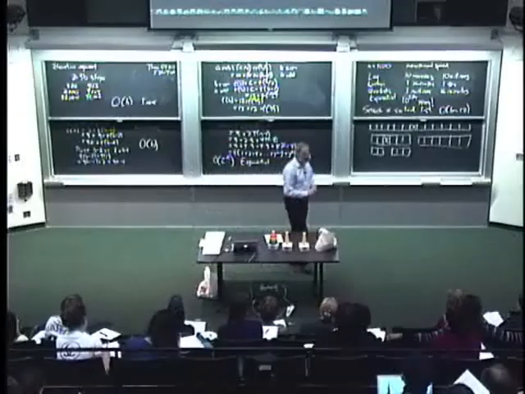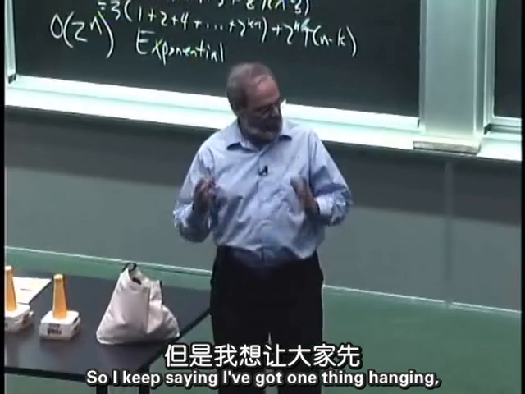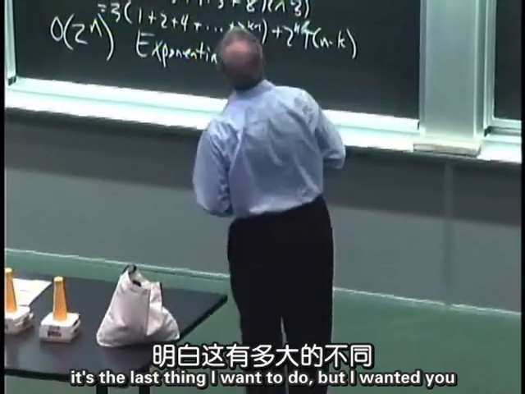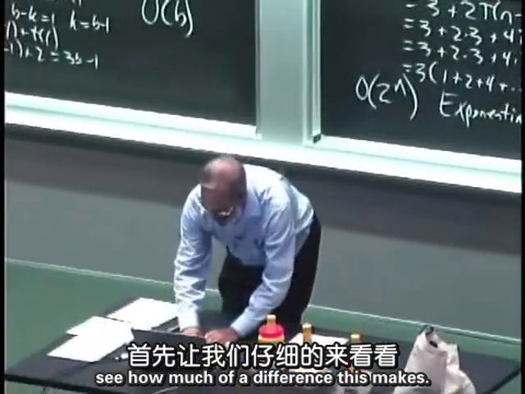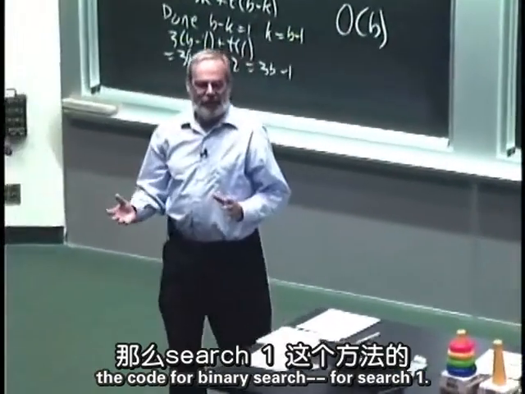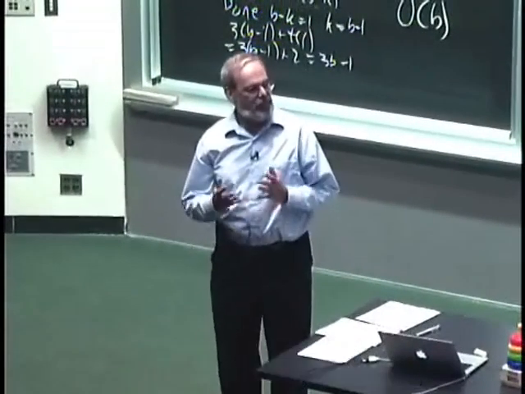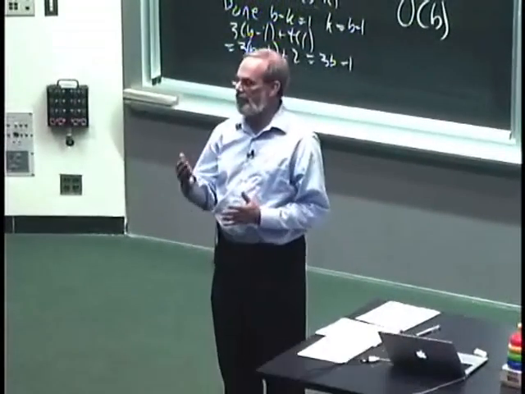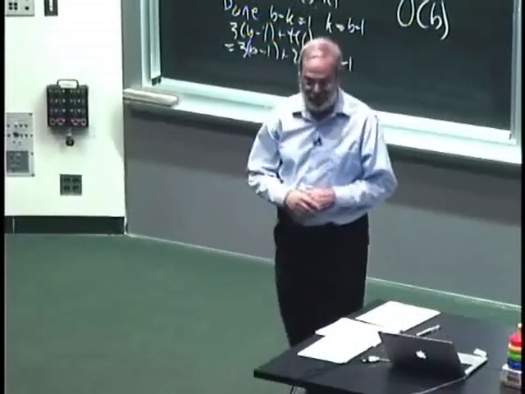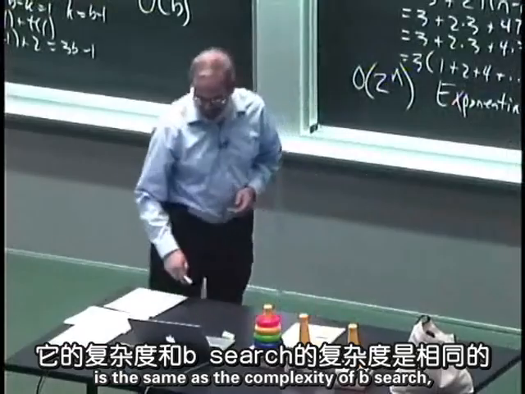So I keep saying I've got one thing hanging. It's the last thing I want to do. But I wanted you to see how much of a difference this makes. Let's look a little more carefully at the code for binary search, or for search 1. What's the complexity of search 1? Well, you might say it's constant, right? It's only got two things to do, except what it really says is that the complexity of search 1 is the same as the complexity of B search, because that's the call it's doing. So let's look at B search. All right, I've got the code for B search up there.